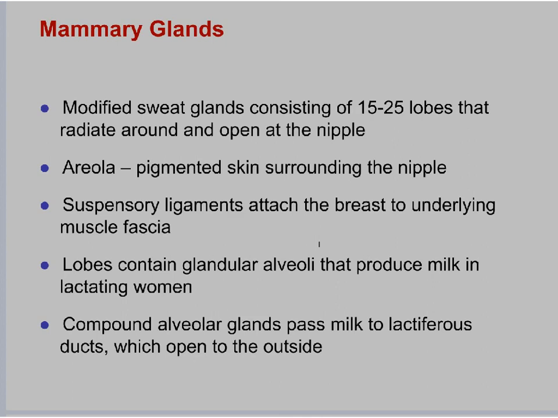What holds the mammary glands in place are suspensory ligaments that attach to the breast tissue itself, or attach the breast tissue to the underlying muscle. I'll show you that in a second. And then you have the lobes that almost look like the alveoli of the lungs. They're not made of the same tissue, but they look like alveoli. So they're glandular, so they're going to produce milk in women that are lactating. And that milk passes to what we call lactiferous ducts that open to the outside.